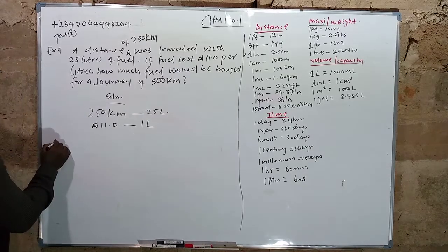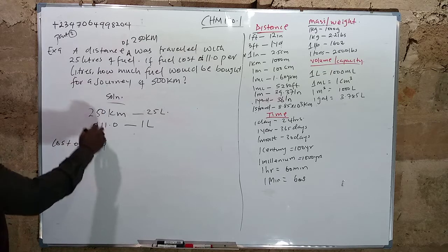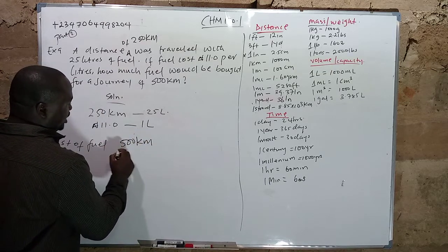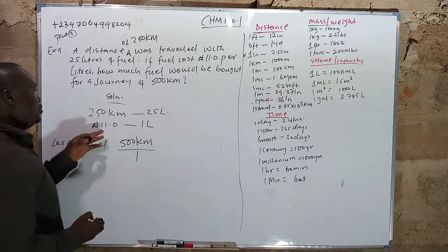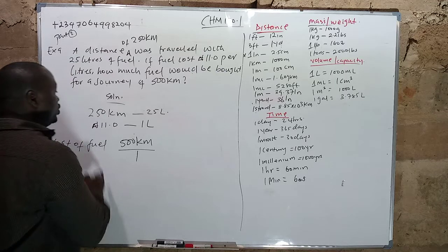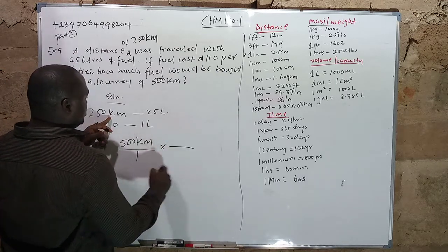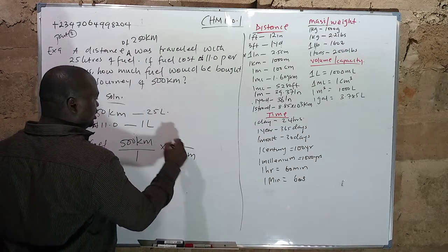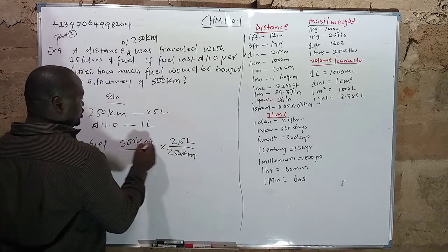So we want to calculate the cost of fuel that will run a journey of 500 kilometers, right? Of course, as usual, start with the one you were being given. Now use your conversion factor to calculate it. So we want to calculate the cost of fuel. Let me start with this. Of course I want to cancel out the kilometers, so I will put 250 kilometers here, and this is 25 liters. So this will cancel this.